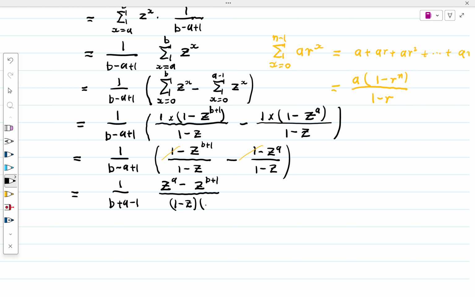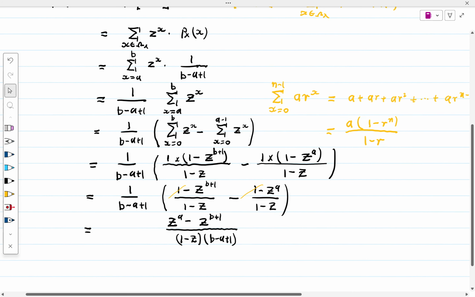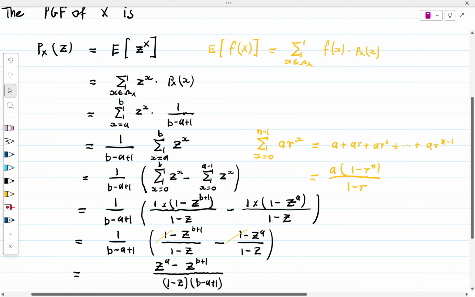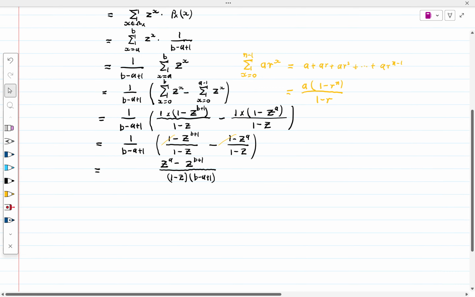And of course, sometimes instead of putting this as a separate fraction at the front, we can write that as b minus a plus 1 in the denominator. And there you have it. We have derived the probability generating function for the discrete uniform distribution.